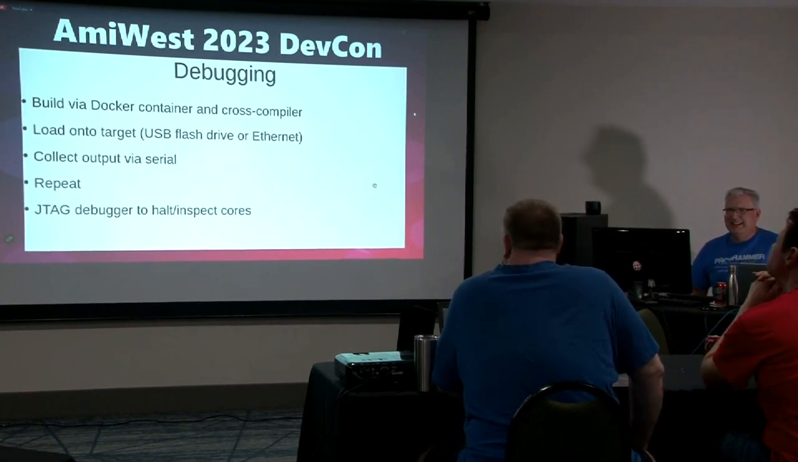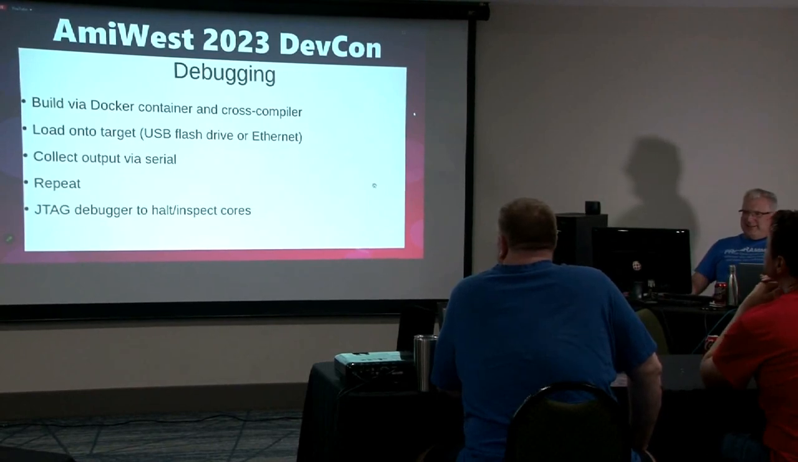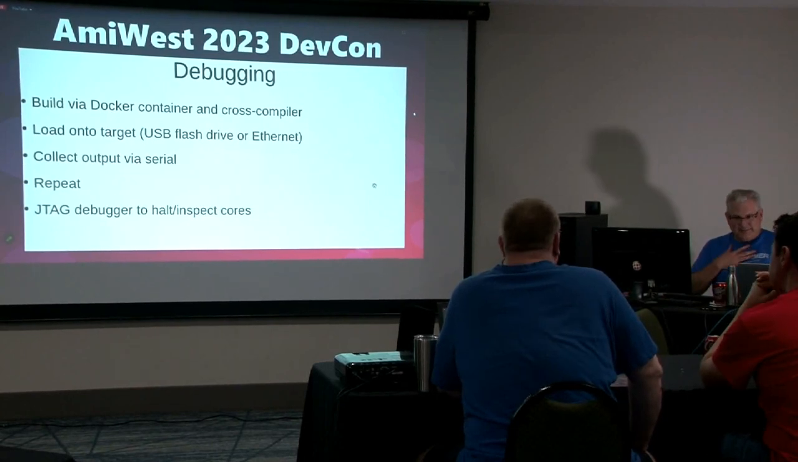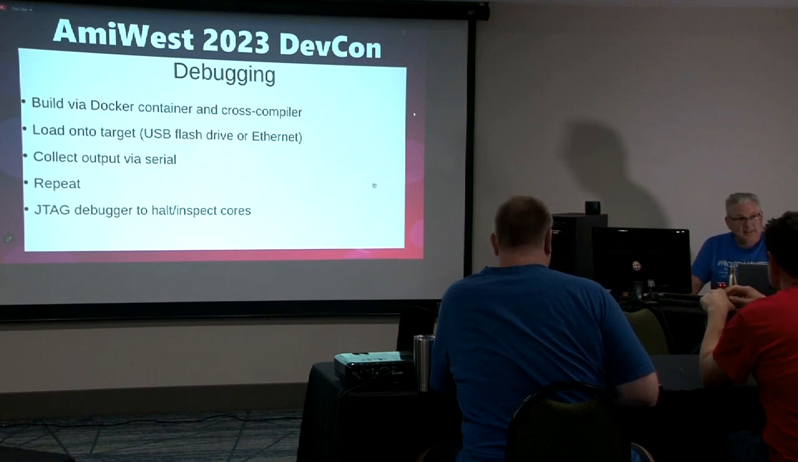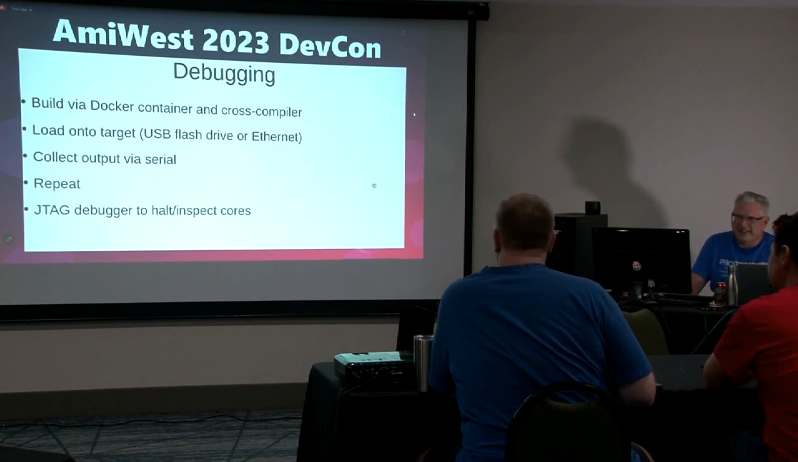Okay. Debugging. How do we debug this thing? Well, here's what I do. 90% of the time I use Docker to build it because it's just fast. I can throw it at a 16-core monster and out pops a kernel. But it also builds natively. I can build it native on AmigaOS. I just want it done quickly, so I can feed it to AWS and get it done by the time the Amiga one is halfway done.